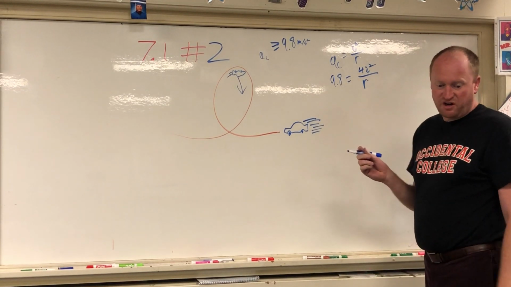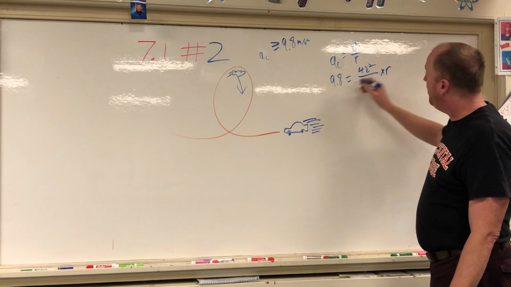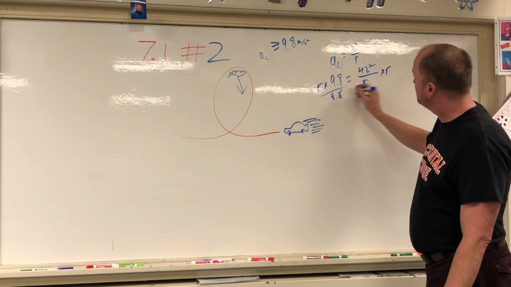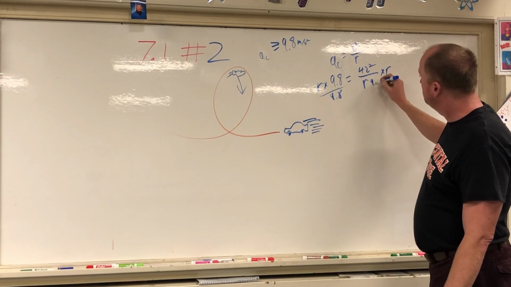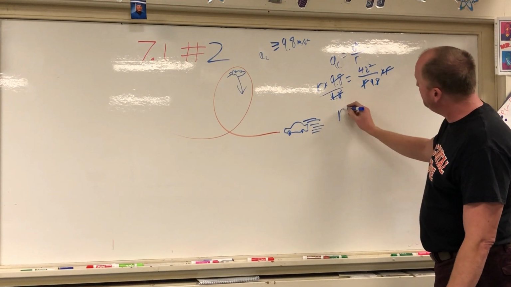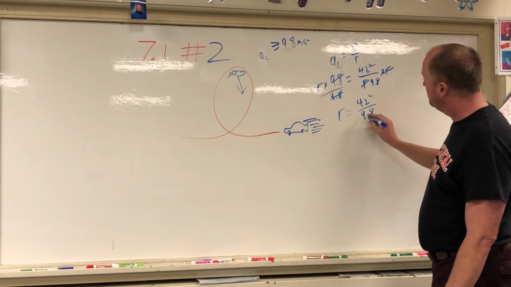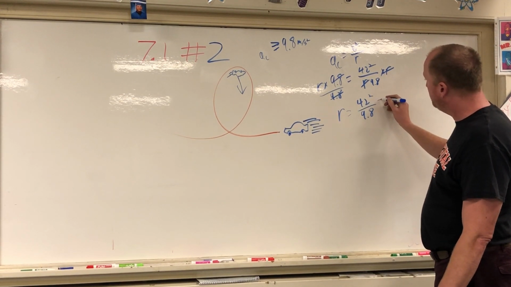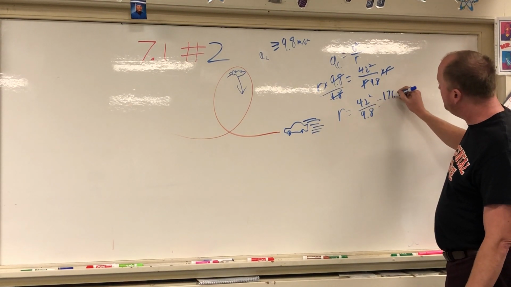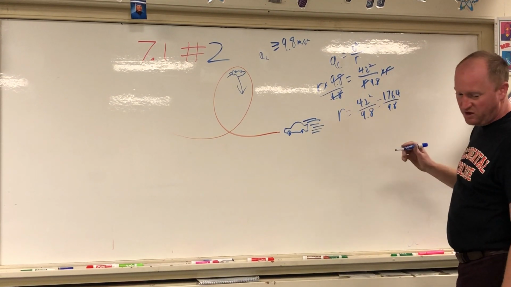Now, let's get started with this. Now, I would like to rearrange it. So I would like to multiply both sides by R and then divide both sides by 9.8. And the R cancels the R, the 9.8 cancels the 9.8, and I end up with R is equal to 42 squared over 9.8. So, going through that, 42 squared, I did that in my calculator and came up with 1,764 over 9.8. That all equals R.